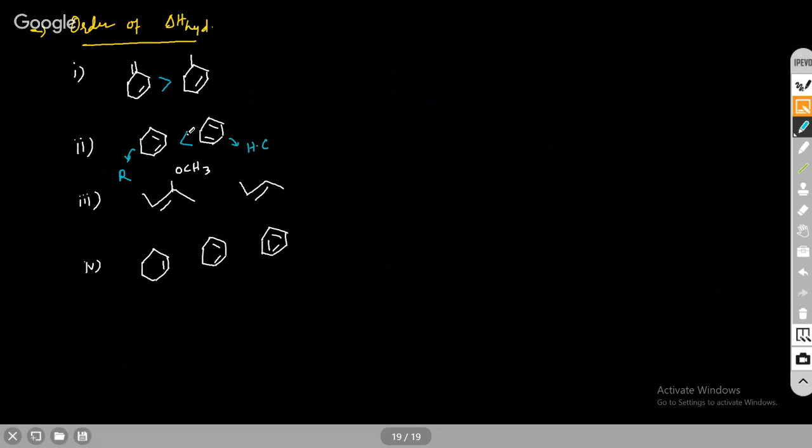Right? Here you see that this alkene is stable because of resonance. Here only we have hyperconjugation. So which one is more stable? This one. Hence the heat of hydrogenation order will be this.